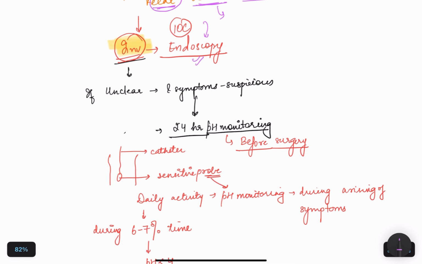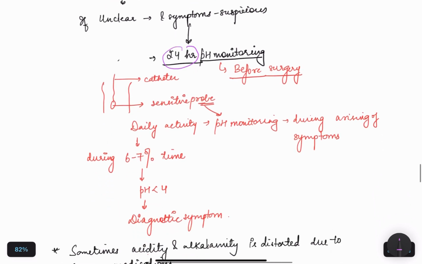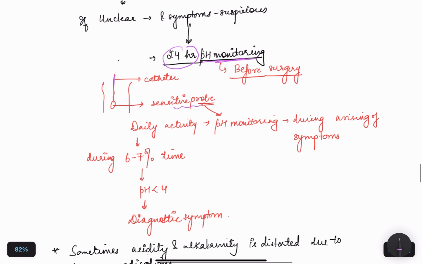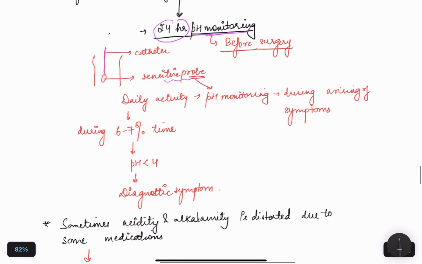If the diagnosis is unclear and the symptoms are suspicious, we will do 24-hour pH monitoring. We will place a catheter with a sensitive probe inside the body and it will record the daily activity of a person and it will record the pH during the arising of the symptoms. If during 6 to 7% of the time the pH is less than 4, then it is diagnostic, and we will do it before surgery.